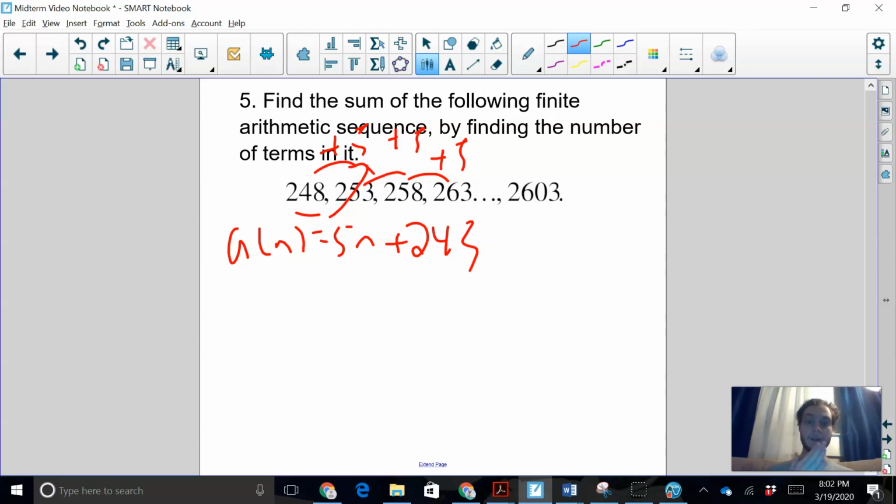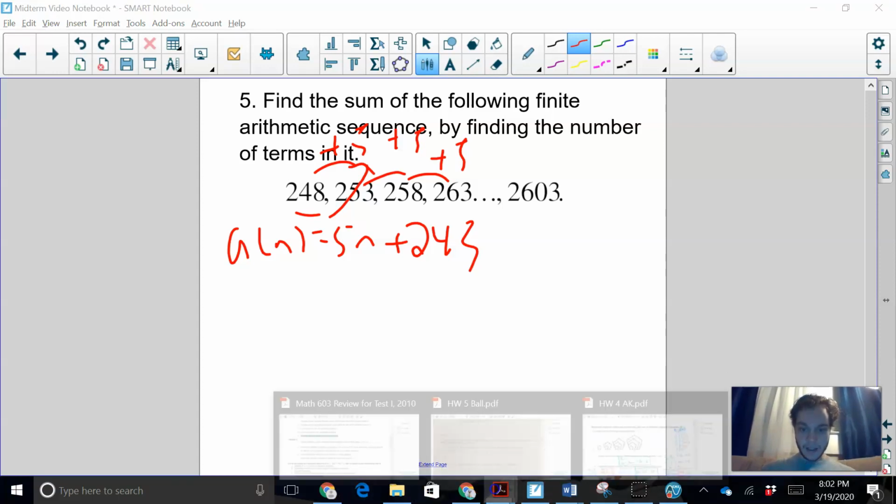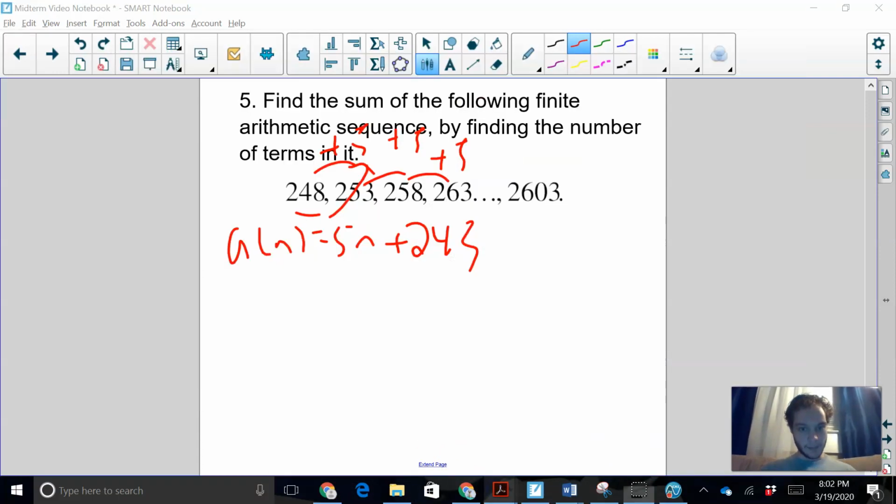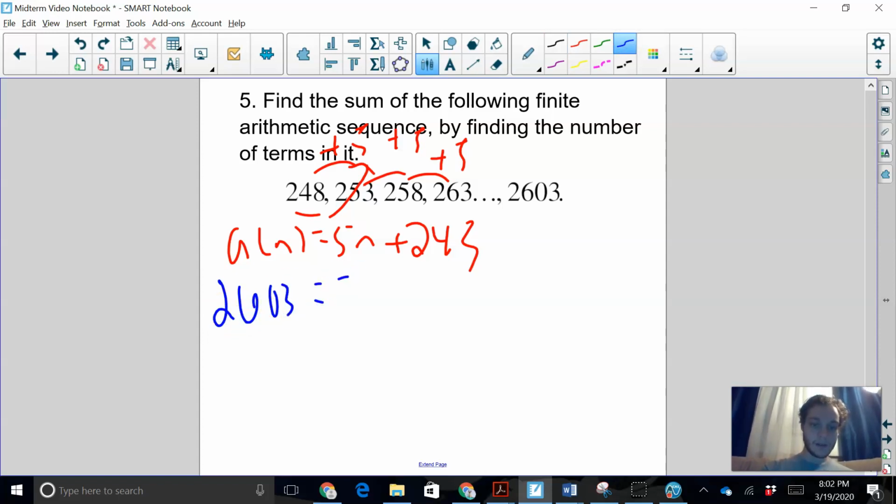We need to figure out the number of terms in it. Computer, not the time to act up. What is going on now? You understand that we need to be able to do this. So we put the 2603 here, because this is the end of our sequence.